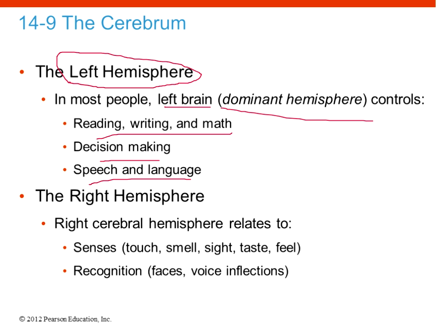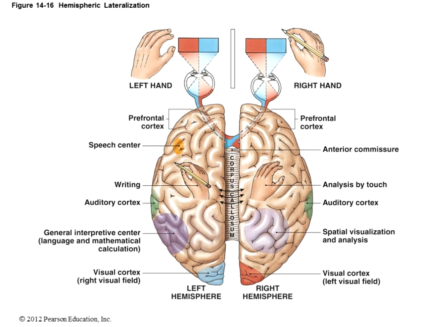That's why most people are right-handed, right? Because everything crosses over to the other side of the body, okay? Right hemisphere is more sensory-focused, recognition, things like that. And so here you can see how this works, right? Writing, for instance, is initiated on the left hemisphere, but as we said, things cross over to the other side of the body, and so the right hand would typically be in control of that.